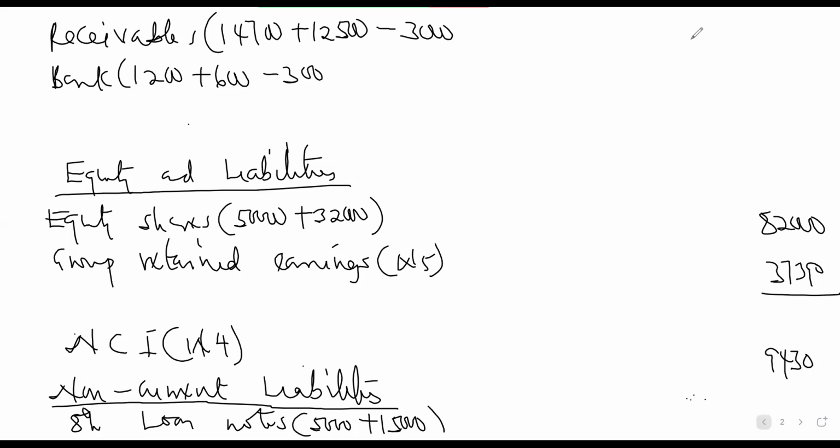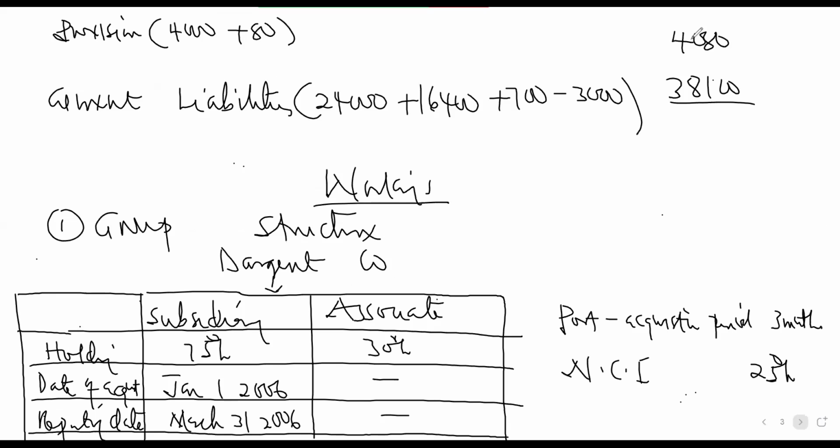Now the loan note is 20,000. So 82,000 plus 37390, 119390 plus 9430 plus 20,000 plus 4080 plus 38,100. 191,000 total equity and liability.